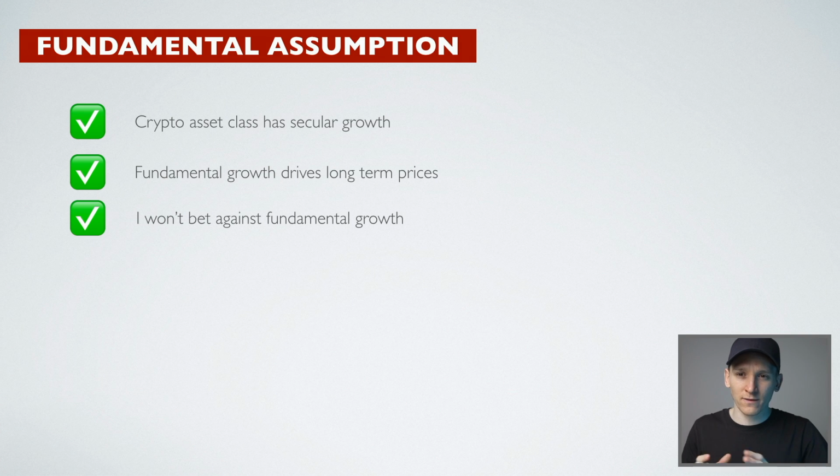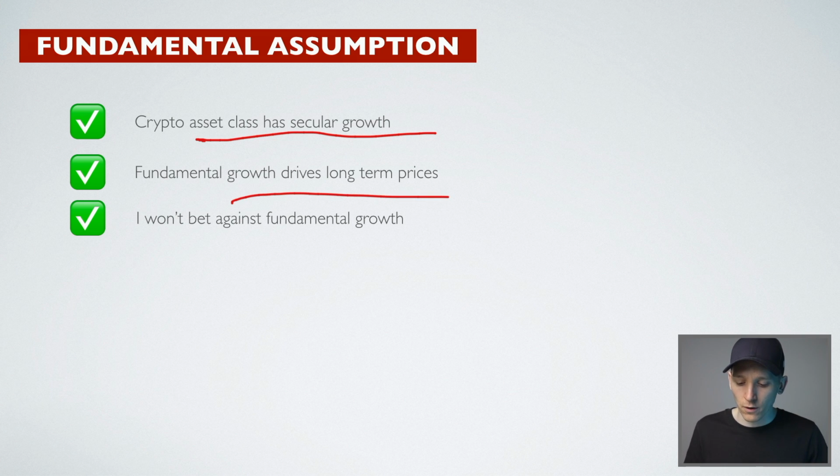What is our fundamental assumption when we trade cryptocurrency? Before we get into the technical details of trading and the strategy, what is the fundamental assumption that we have? For me, it's this. Crypto is an asset class that has secular growth. That means it's a long-term growth asset. So the fundamental assumption is that crypto, or specifically the best, most successful coins, are growing over time and will grow value over time. Fundamental growth drives long-term prices. Therefore, the most successful crypto assets and platforms will gain in value over time.